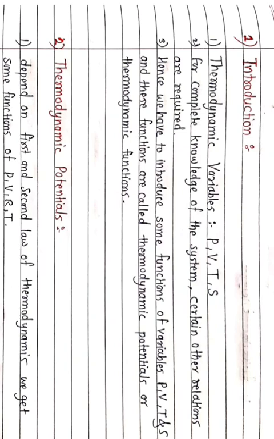Then next point is thermodynamic potentials. Depending on the first and second law of thermodynamics, we get some functions of pressure, volume, temperature and entropy denoted by P, V, T and S respectively. For the complete information of the system, these functions are essential and these functions are known as thermodynamic functions or thermodynamic potentials.